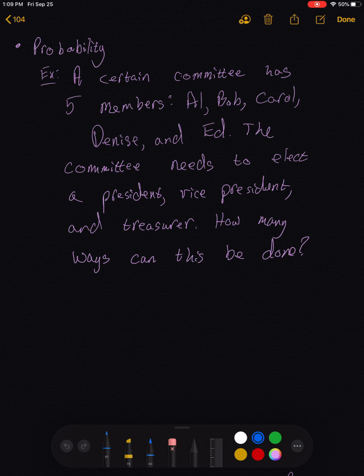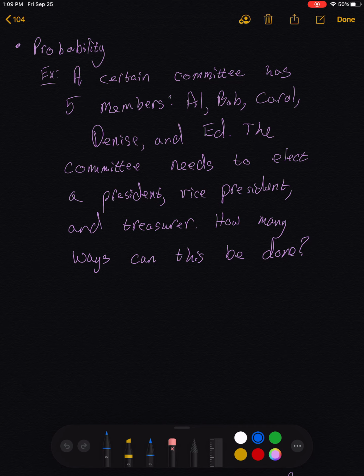Okay, next up we are going to develop a couple of formulas that involve factorials that allow us to count up the number of elements in particular sets. So I want to start with just an example. Suppose we have a certain committee that has 5 members in the committee.